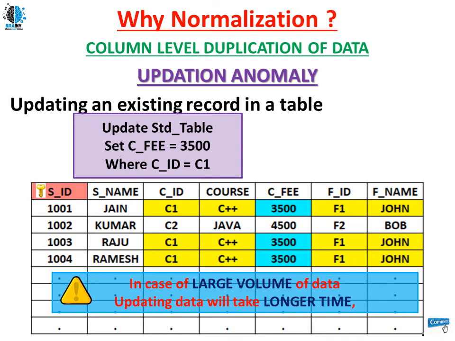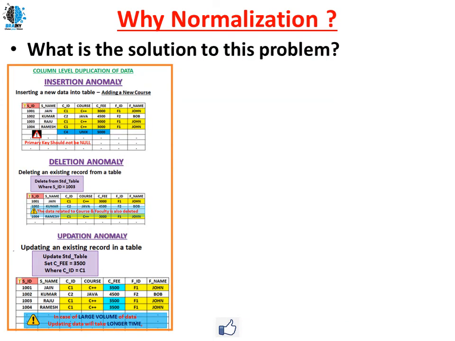So what is the solution? What is the solution of all this problem? First is insertion, deletion, and updation. So I have a table. On this table, what is the solution? So why normalization? Why do we need normalization? Now you tell me. The simple answer is we want to remove these anomalies. So what are these anomalies? We have insertion, deletion, and updation.